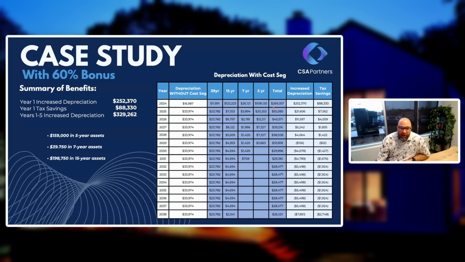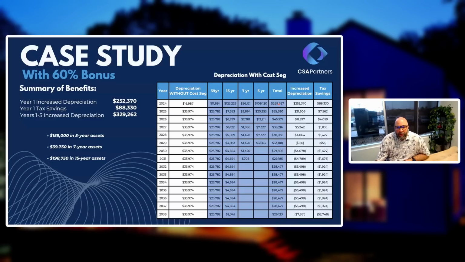So if this was in the year of 100% bonus, you would get the full 159 in year one, 39,000 in year two, and 198,000. So you wouldn't see any of these numbers here, here, or here, because you're getting the full write-off all up here in year one, which is creating a massive, massive deduction.